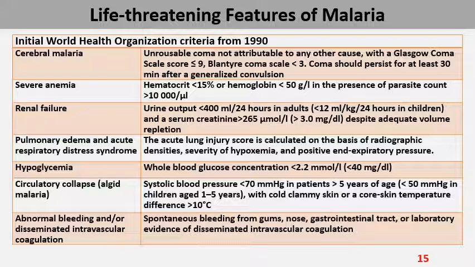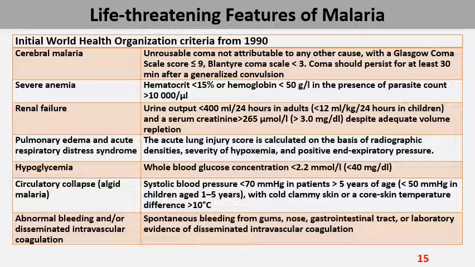been administered. Pulmonary edema and acute respiratory distress. The acute lung injury score should be used in this case and should be based on radiographic density, severity of hypoxemia, and positive end expiratory pressure. Hypoglycemia is another feature of life-threatening malaria, and it is defined as whole blood glucose level of less than 2.2 millimole per liter or less than 40 milligram per deciliter. Another feature is circulatory collapse, otherwise known as algid malaria.